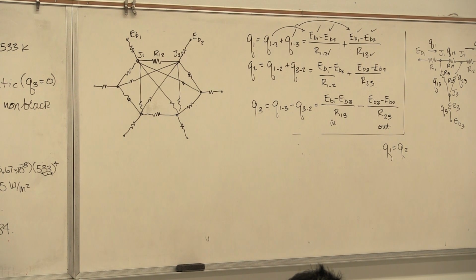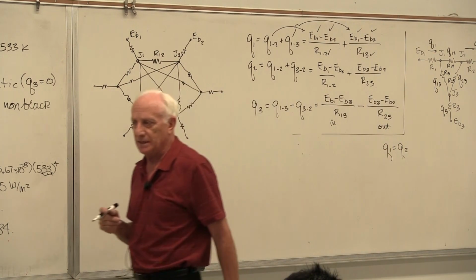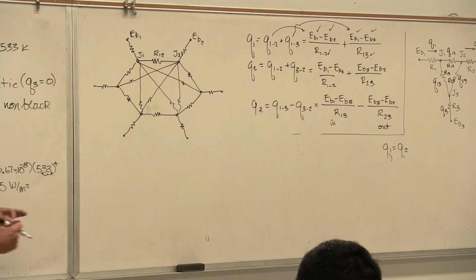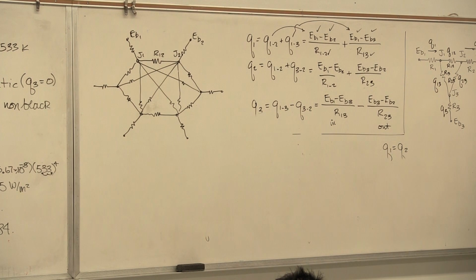Draw a new picture. EB1 to J1 to J2 to J3 to J4 to J5 to J6. Bam, done deal. Write the equation. Write all 6 of them. Solve them simultaneously for what? The J's. Once you get the J's, then what do you do? You put them in the Q equations. Here's Q1, Q12, Q13, Q2, Q3, Q32. Put the J's in. Done.